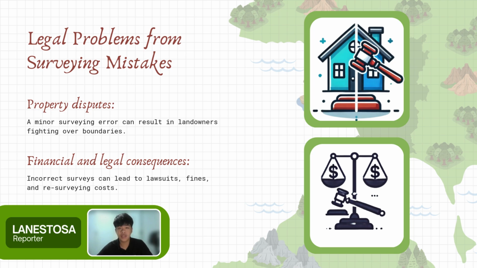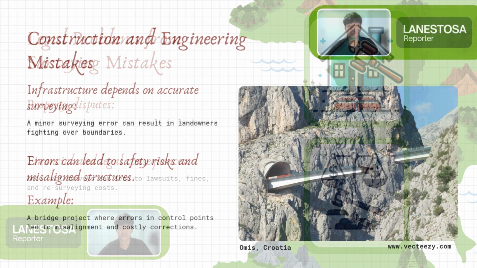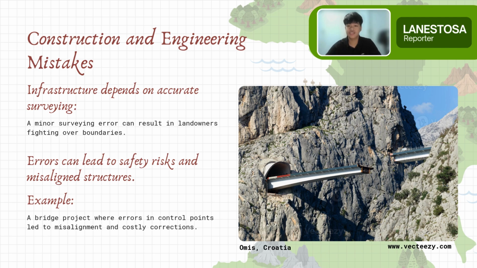Speaking of construction, let's look at how errors in surveying can impact large engineering projects. Surveying is a critical part of construction. Engineers use survey data to plan the foundations of buildings, roads, and bridges. If measurements are incorrect, buildings may not fit properly on their foundations, roads may not align, or bridges may not connect correctly. A real-world example is a bridge project where two sections were built separately but didn't align when they were supposed to meet in the middle. This mistake cost millions to fix and delayed the project by years.